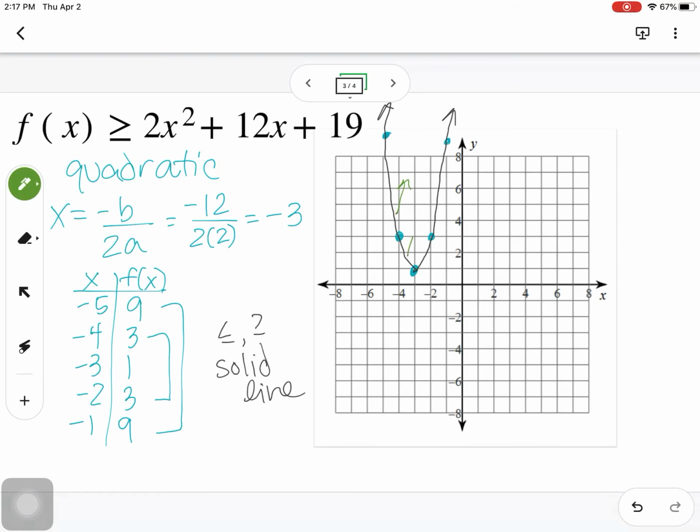This one is greater than, so it needs to be everything above points on my line, which means it's going to be this whole interior section. So think about finding points on the line that are above it. I draw the arrows to help me out, and then shade that in. So it's everything in that green section and on the line of the parabola.